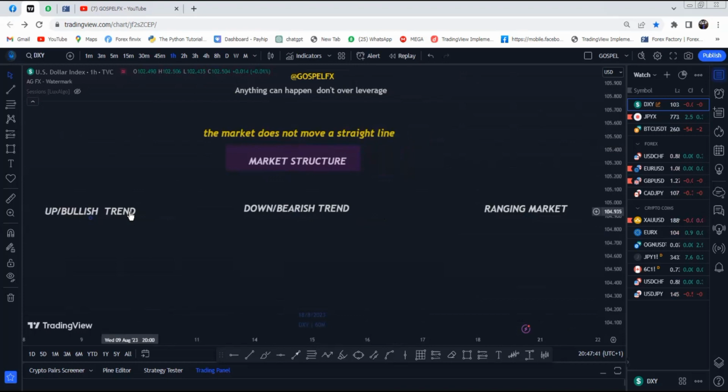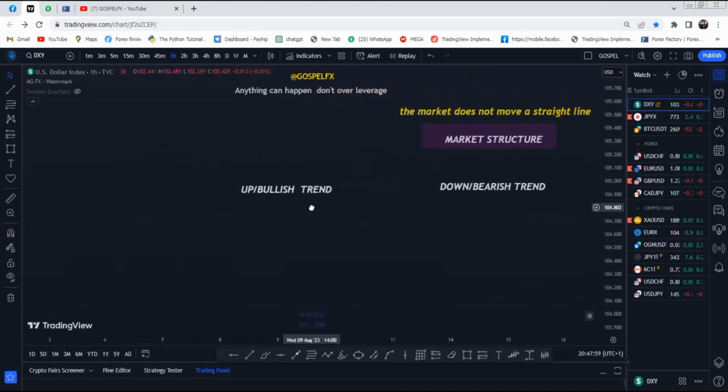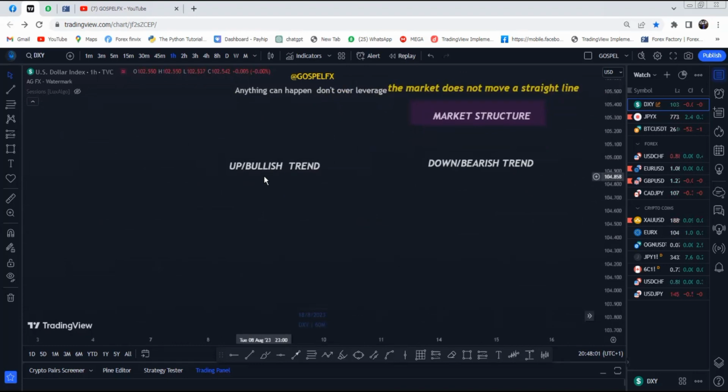So it's moving like in waves, and we're going to be seeing the reasons why it's moving like that, reasons why the market is not moving in a straight line, and reasons why the market will be in an uptrend, reasons why it will be in a downtrend, and reasons why it will be in a ranging market. So first and foremost, let's start with the bullish trend. What is a bullish trend or an uptrend? Just from the name, you will understand that it's something that is going up.